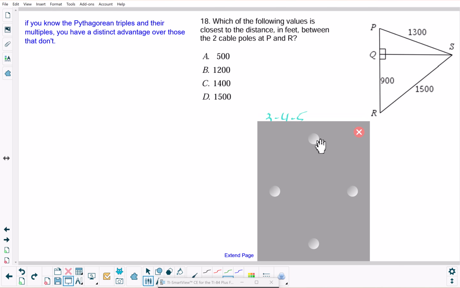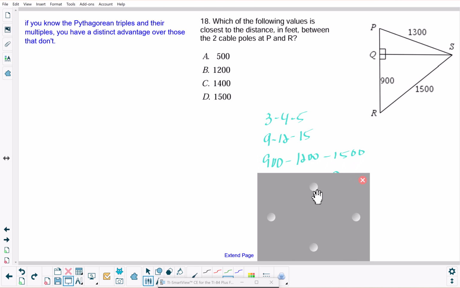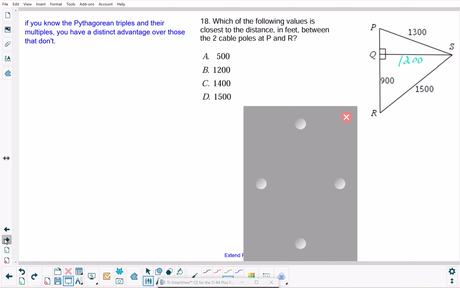So first of all, 3, 4, 5 is the most famous Pythagorean triple. And if I multiply by 3, I get 9, 12, 15. And if I multiply that by 100, 900, 1200, 1500. So QS is 1200, just by knowing the triples and recognizing them.